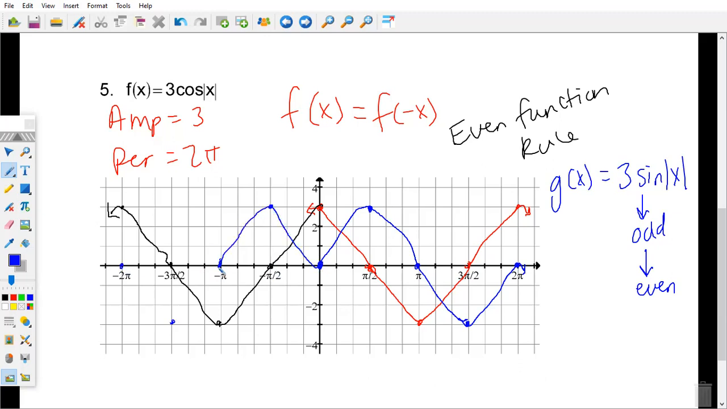So if the original function is already even, will taking the absolute value of x have any effect on it? No. But if the original function is odd, what is it going to do? Turn it into an even. And that concludes 9.4. Was it terrible?